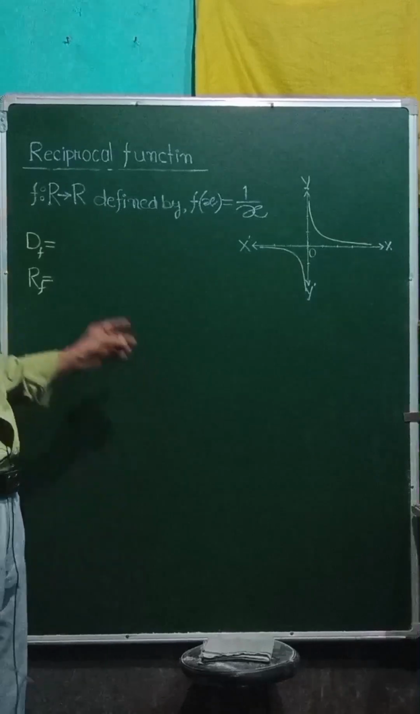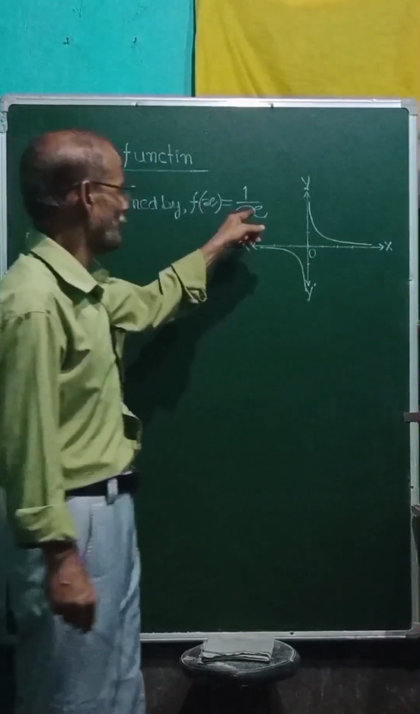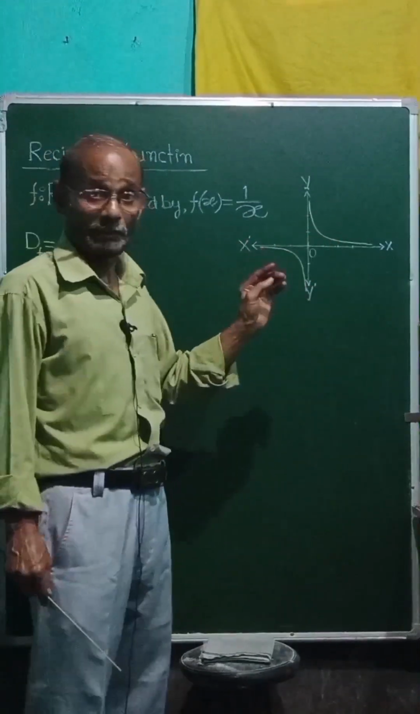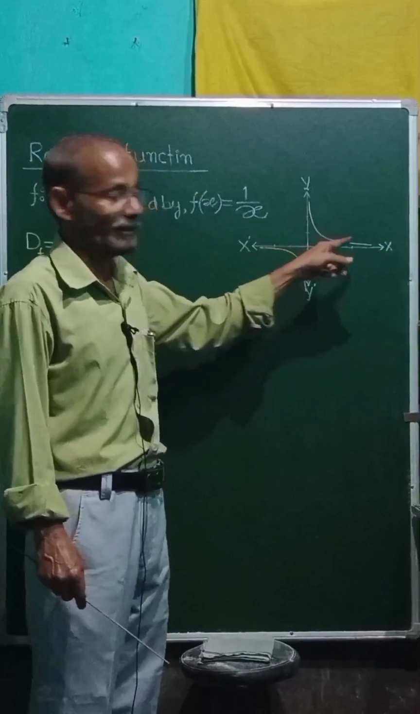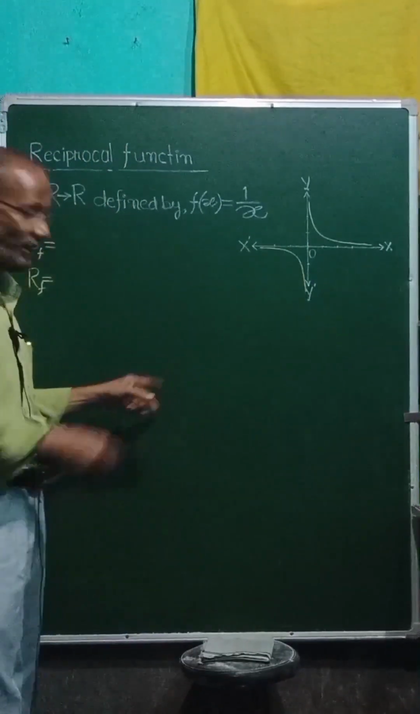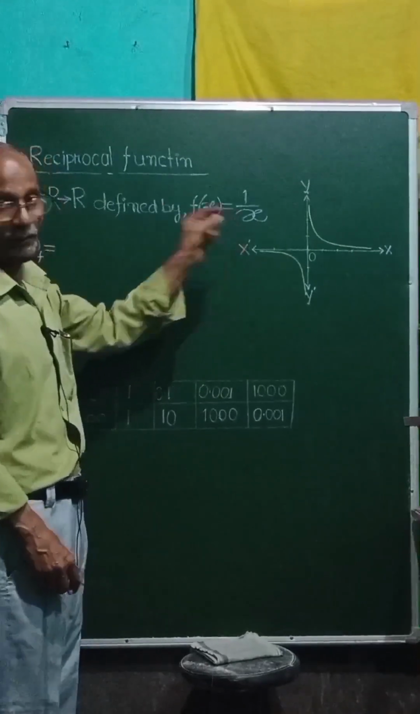Now we are going to take the reciprocal function. The function f from R to R defined by f(x) is equal to 1 by x. I have drawn the graph also already. As a beginner, let us see how we can get the idea of this graph with the help of a table that I am going to show here. Now see the table and see the function format.